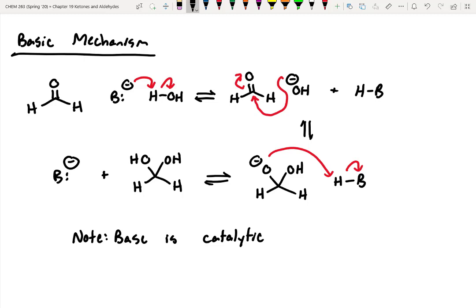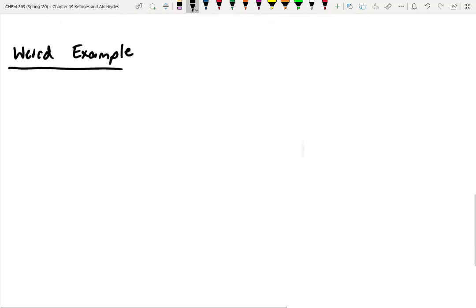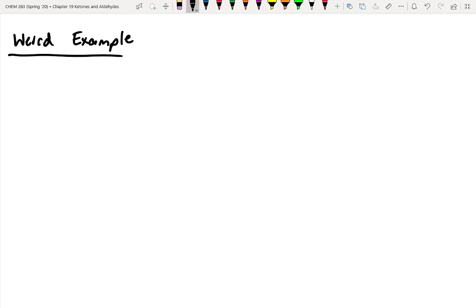So with these reactions, it really depends on whether or not you've got acid or base around. If, let's say, you just have water, water can act as either an acid or a base, so it really just depends on the pH. All right, so let's take a look at a weird example before we go on. And it's frustrating because in organic chemistry, there's a million exceptions.